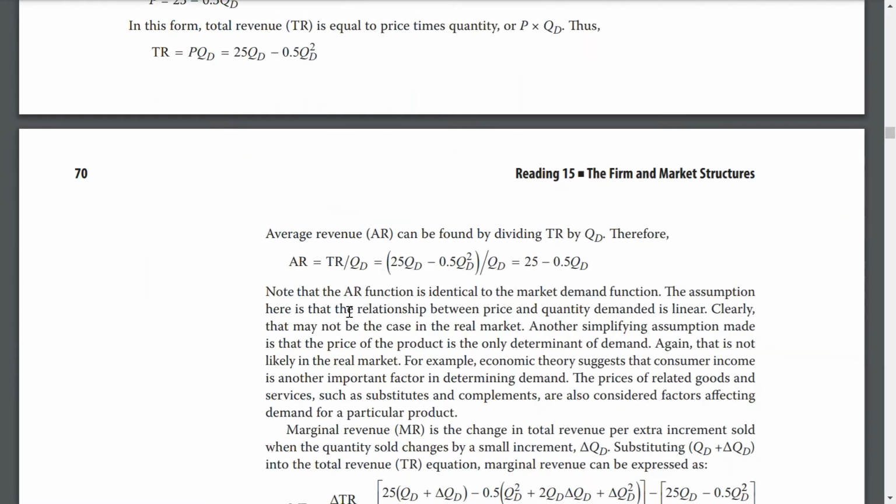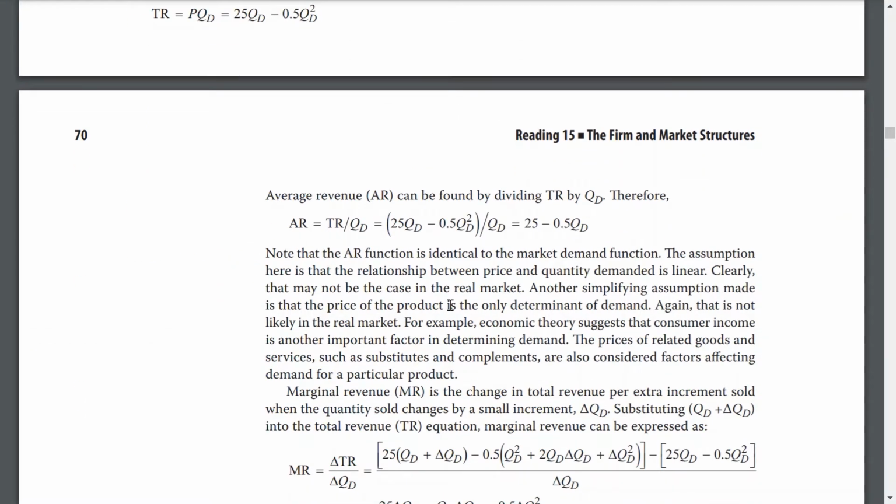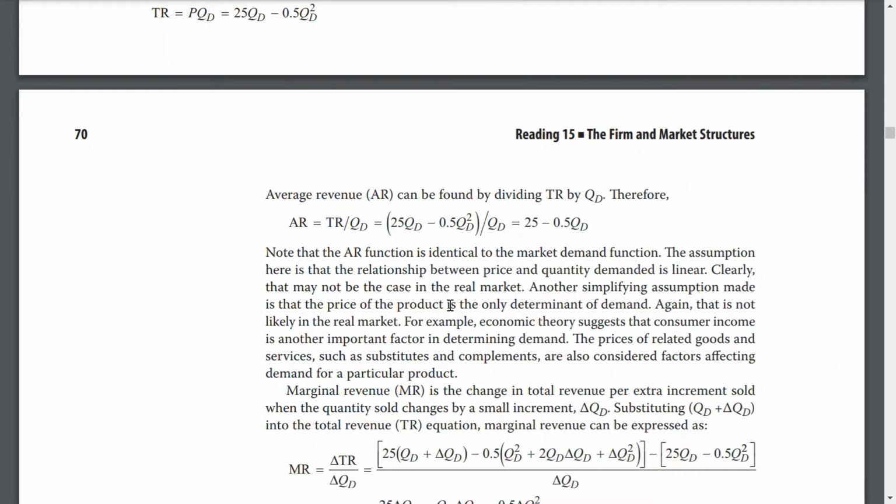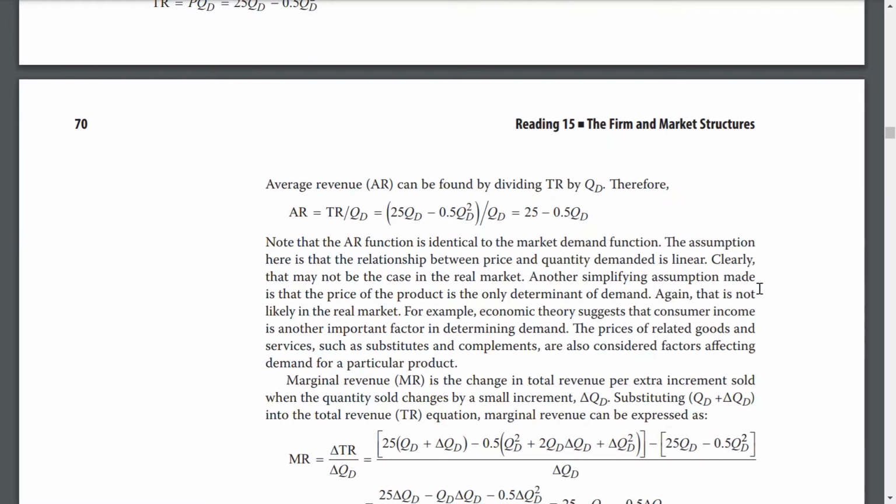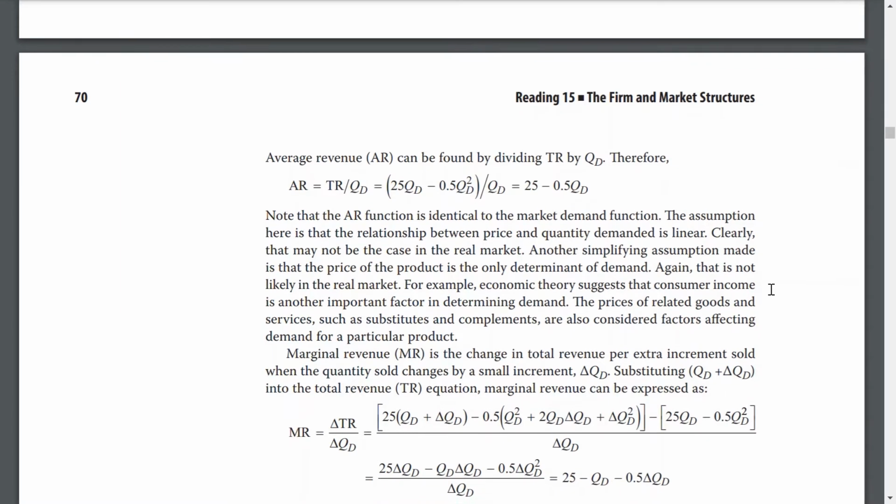Assuming the demand function looks like this, note that there is some average revenue involved. Note that the AR function is identical to the market demand function. The assumption here is that the relationship between the price and quantity demanded is linear. Clearly, this may not be the case in the real market.